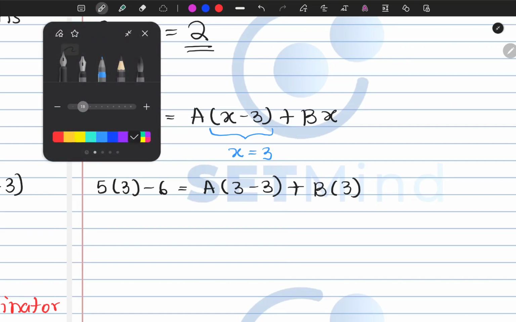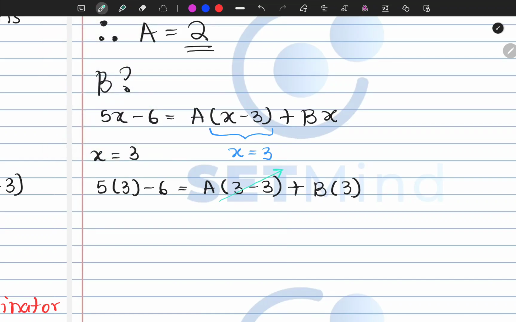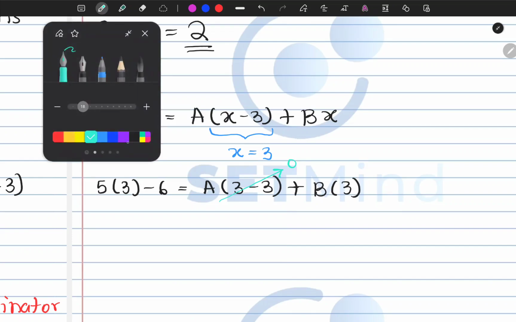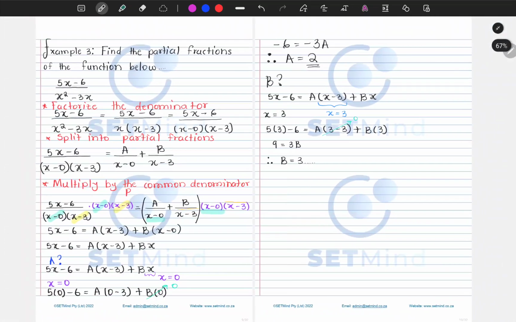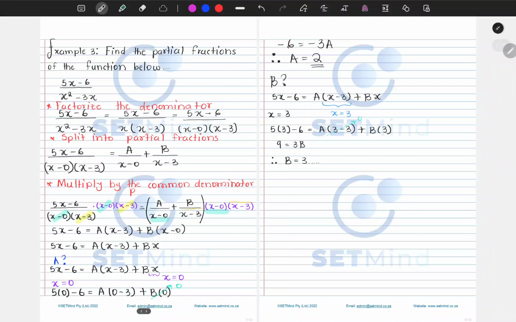And if you look carefully, this here becomes 0, which means all I'm left with is 5 times 3, which is 16. Sorry, it's 15. Then minus 6, that will give us a 9. So I have 9 is equal to 3b. And when you divide both sides, you should see that your b is equal to 3. So we now have our a and we also have our b.